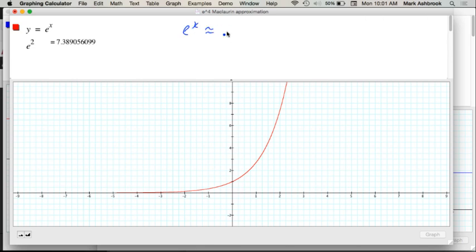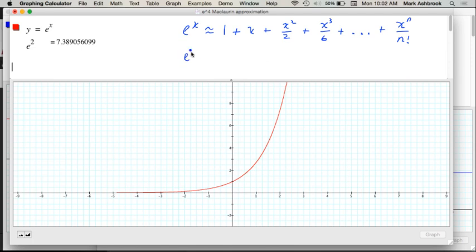I'll just write it as a Taylor polynomial. So 1 plus x plus x squared over 2 plus x cubed over 6, and on and on and on. And I'll just make it a Taylor polynomial, so that'll stop at some degree n. So there's a Taylor polynomial for e to the x. So how does it compute e squared then? It uses this.